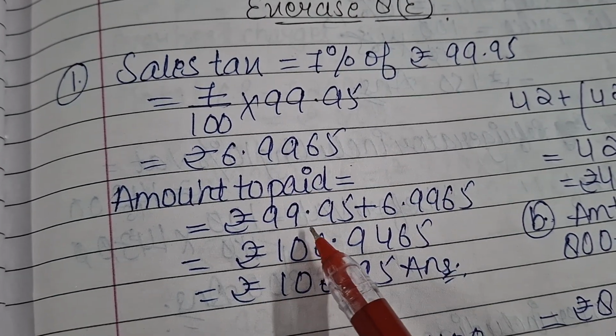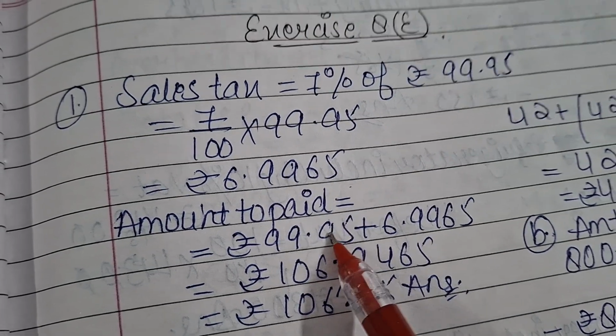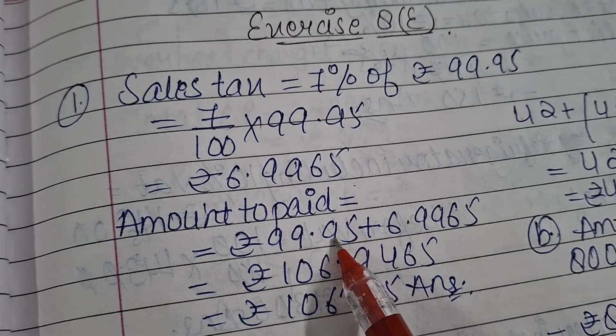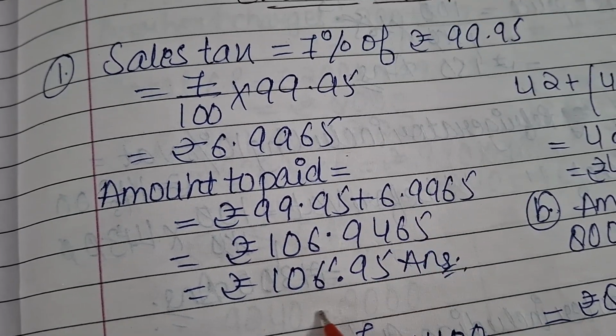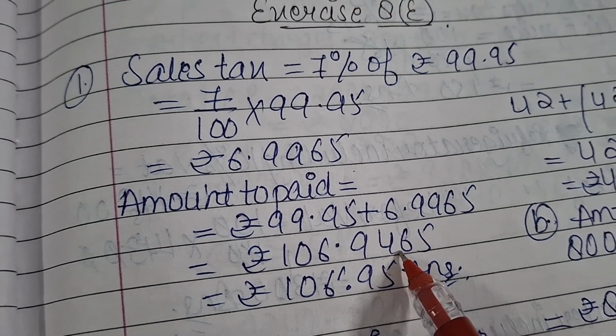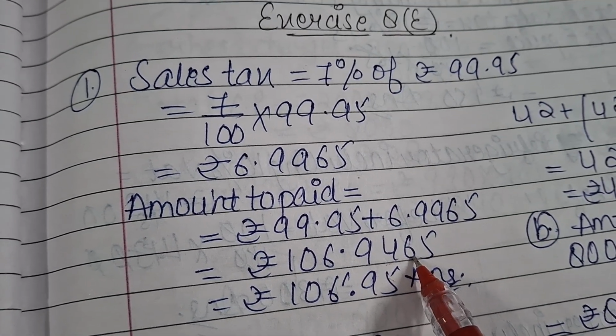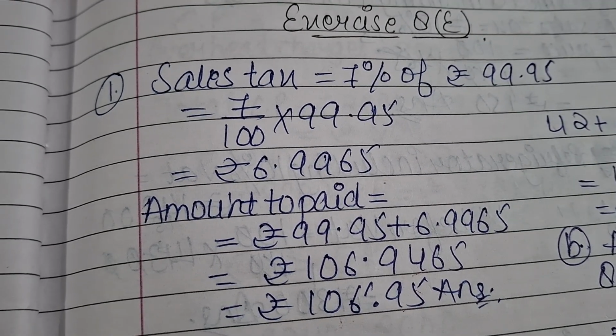So the amount to be paid: add this tax to the amount of the chappals. So whenever you add the 6.9965, that is 106.9465, just round off to the second place, since 6 is greater than 5, so it is 0.95. So rupees 106.95 is your answer.